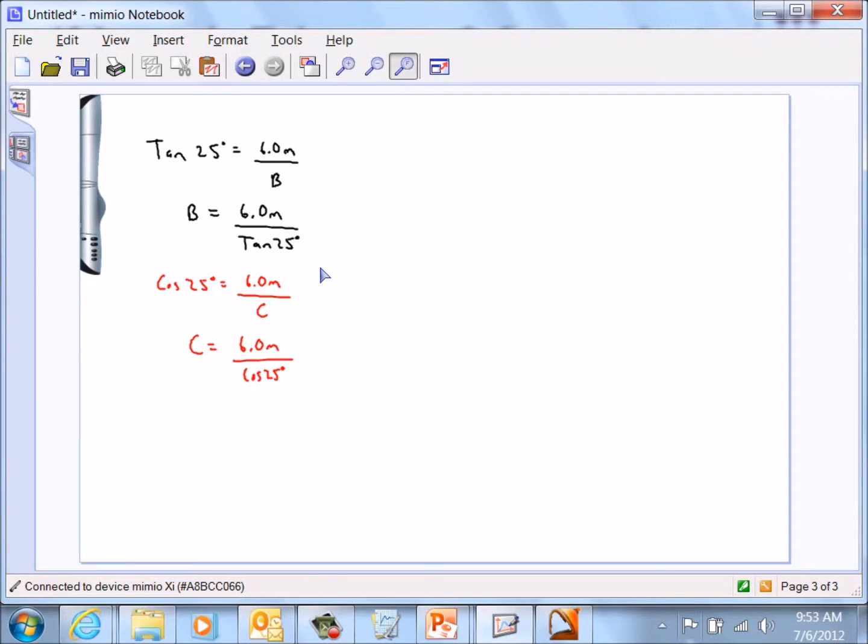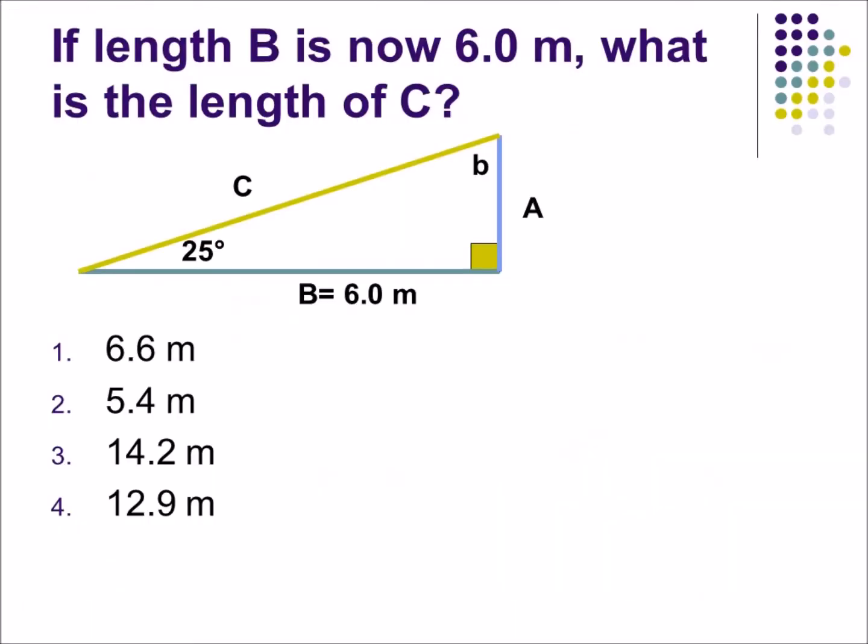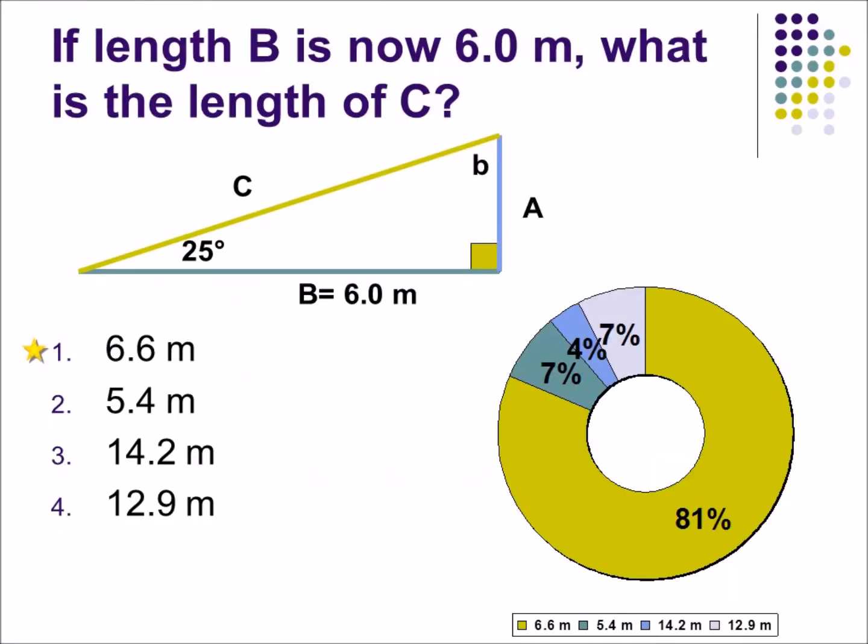So going back to the calculator, if I do 6 divided by the cosine of 25, that gives me about 6.6 meters, which was choice number 1 there.